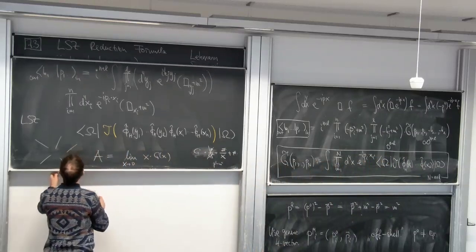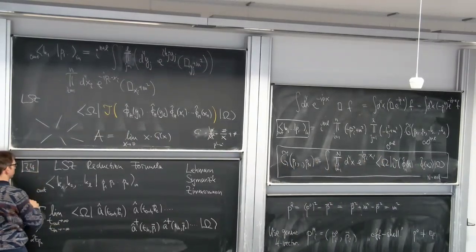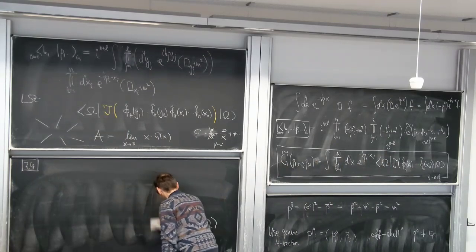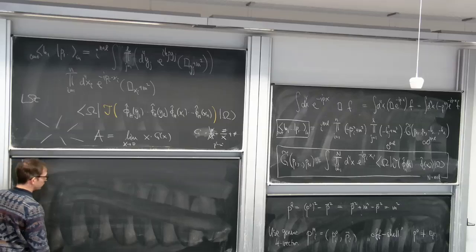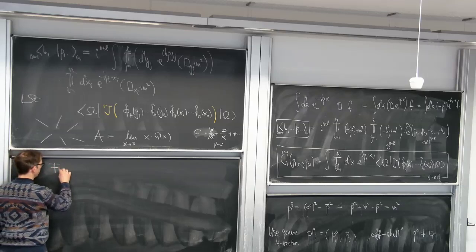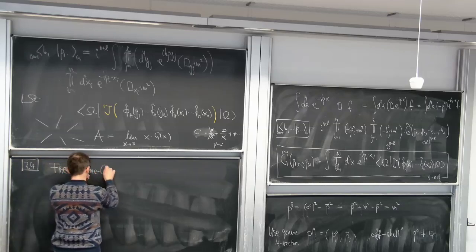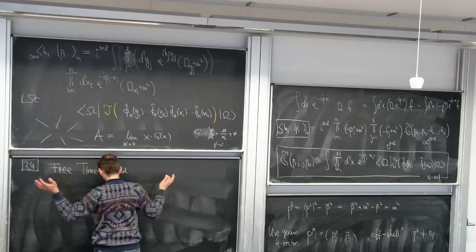7.4. And that's hard. So we will do free theory first, just to learn how this works. There are several steps: time order. Hard.